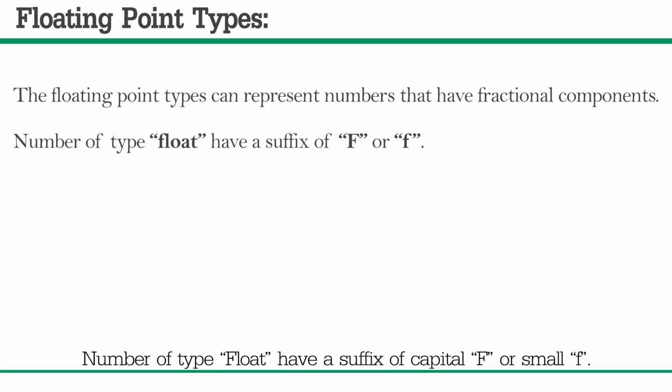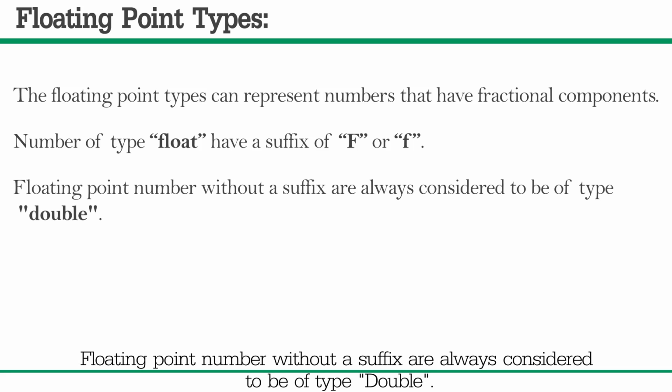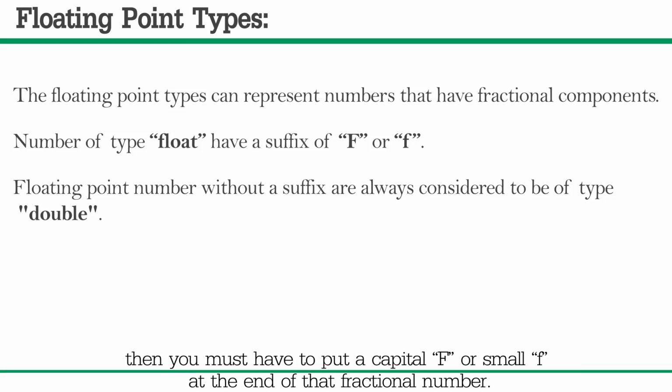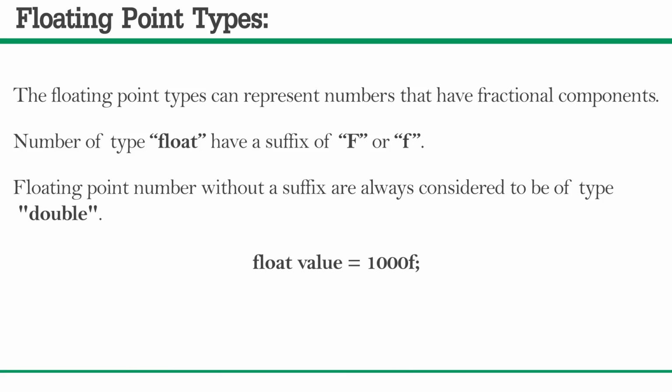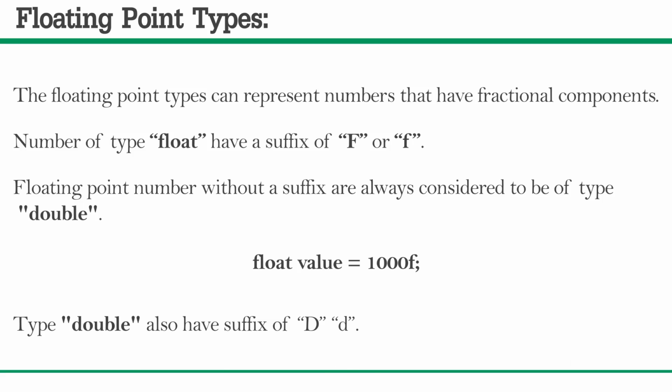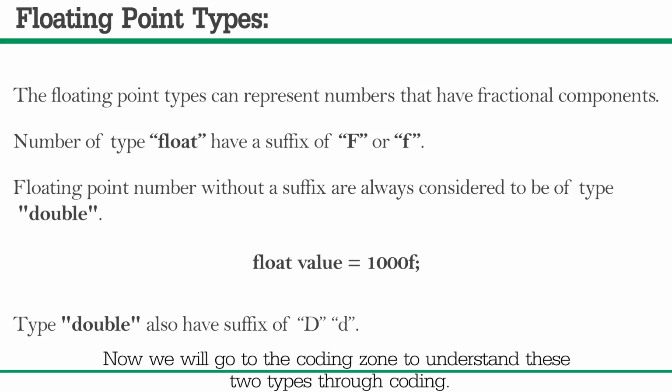Numbers of type float have a suffix of capital F or small f. Floating point numbers without a suffix are always considered to be of type double. It means if you want to store a fractional number in float type, then you must put a capital F or small f at the end of that fractional number. Like this. Type double also has a suffix of capital D or small d. But it is optional. Now we will go to the coding zone to understand these two types through coding.